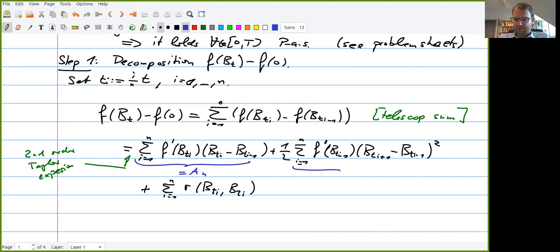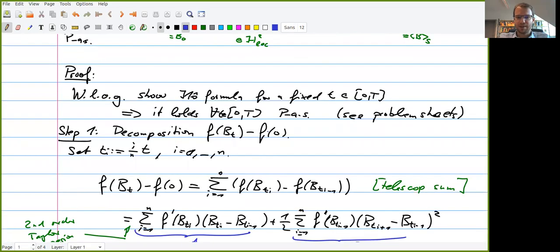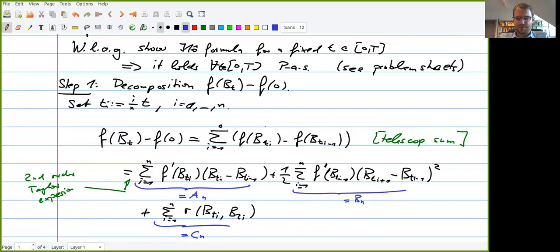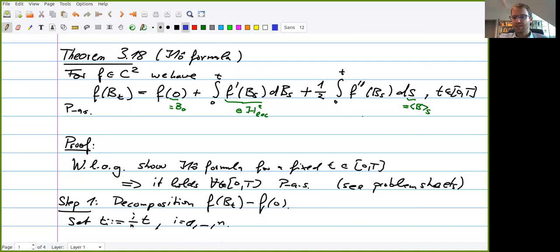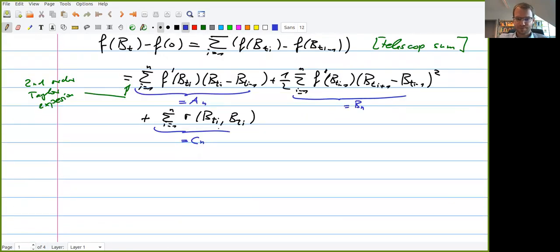So we now have three terms which we need to understand. And actually, it's not surprising if we know what we want to get in the end. If you compare this, the first term will go to our Ito integral, as we expect. The second term, here you see already the quadratic variation popping up, goes to the integral with respect to the quadratic variation, which is just the ds integral here. And the remainder will go to 0, which is good.